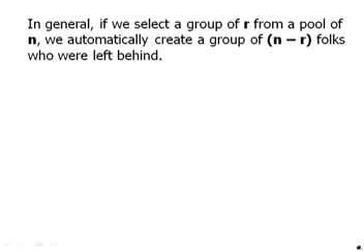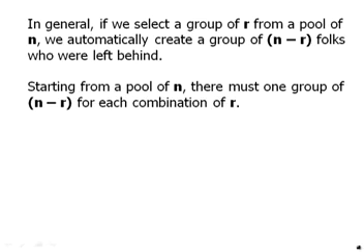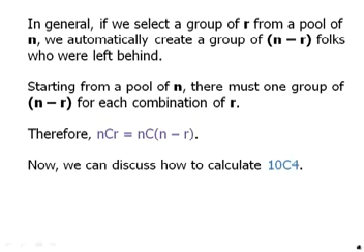In general, if we select a group of R from a pool of n, we automatically create another group of n minus R folks who are left behind. Starting from a pool of n, there must be one group of n minus R for each combination of R. Therefore, n choose R must equal n choose n minus R. That's a very important formula, and that shows a deep symmetry to these ideas of combination and these numbers that we get for combinations. Now we can discuss how to calculate 10 choose 4.